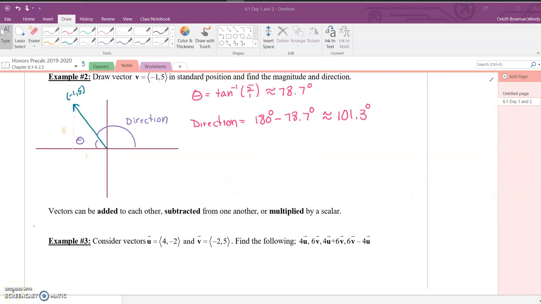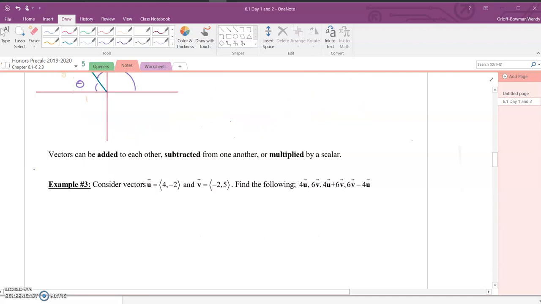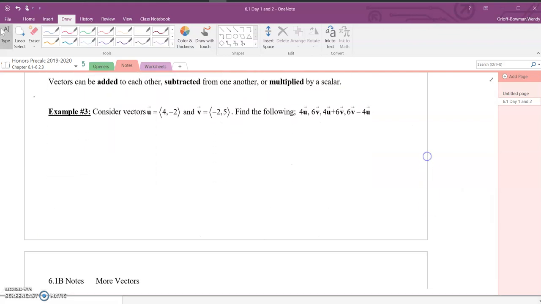So now we're going to do an example that we're going to use addition, subtraction, and multiplication by a scalar to create new vectors. So example 3, we're going to consider vector u -4, -2, vector v -2, 5, and we're going to find the following. We're going to multiply vector u by the scalar 4, vector v by the scalar 6, and then we're going to take 4 vector u plus 6 vector v, and then we're going to subtract the vectors.